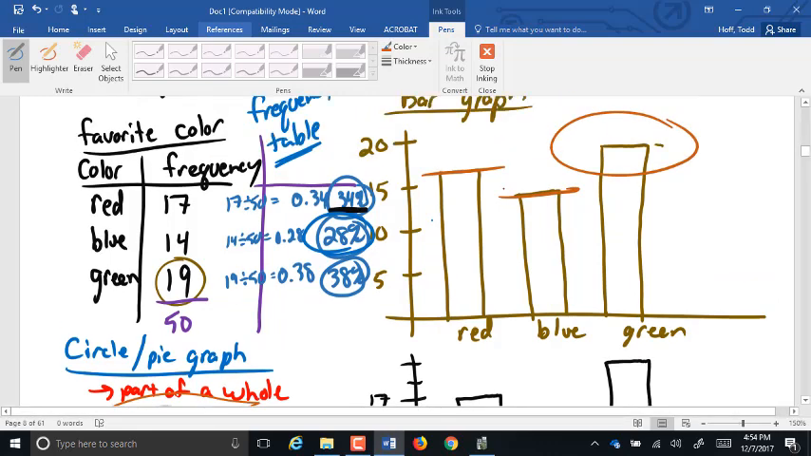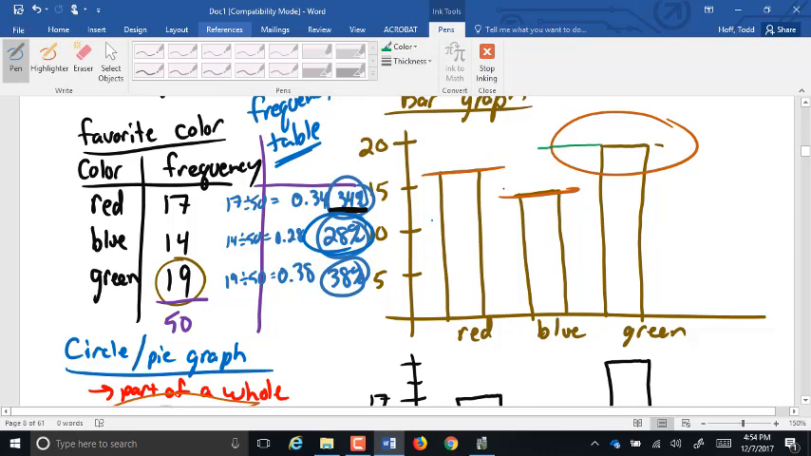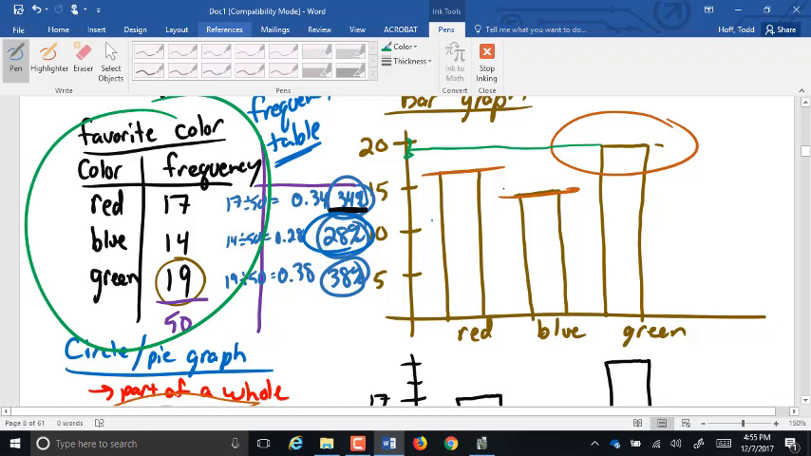If I asked you how many green ones were chosen, looking at this, it might be, is that 18, 19, or 20? It's a little fuzzy. If you want an exact number, you should refer to a table. Graphs are there to make a quick representation of the data. You can find the largest or the smallest easily, and you compare two of them easily. But if you want an exact number, you should go back to the table.